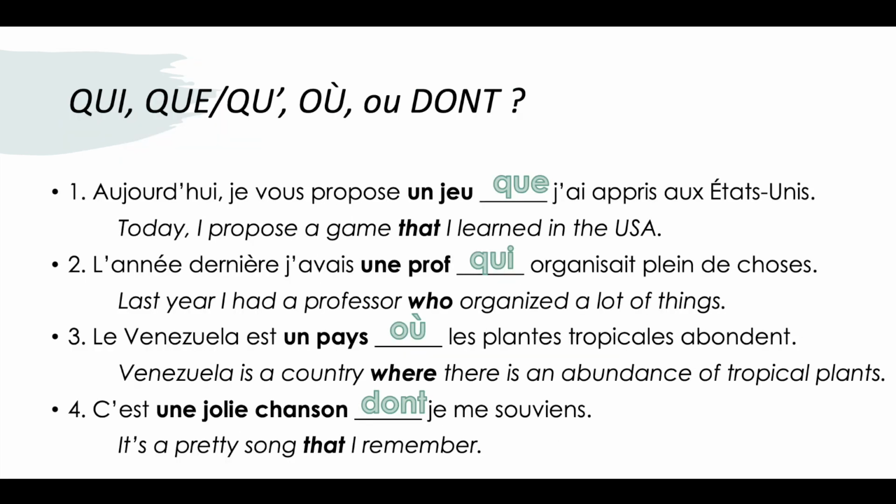So just to go over this again, I wanted to give you some more examples. In number one, I've used que because I highlighted enjeu. If you look at that, enjeu is the direct object. And then if we look at the second example, une prof, again, if we look at the subordinate clause, organiser plein de choses, we can see that we do not have a subject, so qui is going to refer back to une prof, who is the subject. In number three, we have le Venezuela est un pays. Again, it's a direct object, un pays, but here we want it to mean where, so we're going to use où instead of que. In number four, we have c'est une jolie chanson dont je me souviens. The reason we use dont is because this verb, se souvenir de, obviously takes the preposition de. So if we have de and an object, the object being une jolie chanson here, then that is going to become dont.